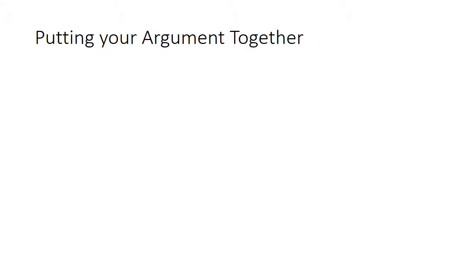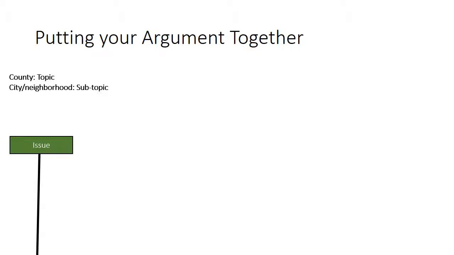So putting your argument together. This is usually the trickiest part. We understand how to make a claim or express an opinion. We understand how to give reasons. We understand how to go to the library. Now, how do we put it all together? Well, I want you to think about the topic like the county you live in. I want you to think about the subtopic like the city or even the neighborhood if it's a really narrowed down subtopic. I want you to think about the issue like the street you live on, right? Or somebody lives on.